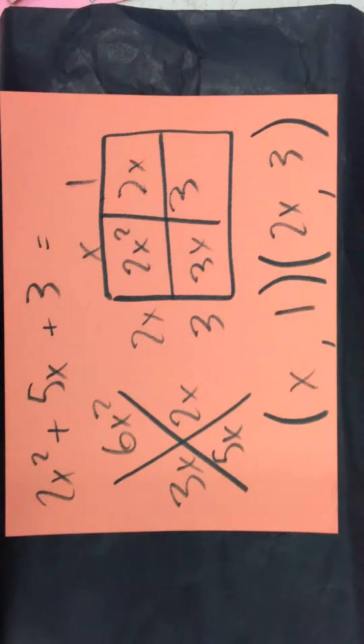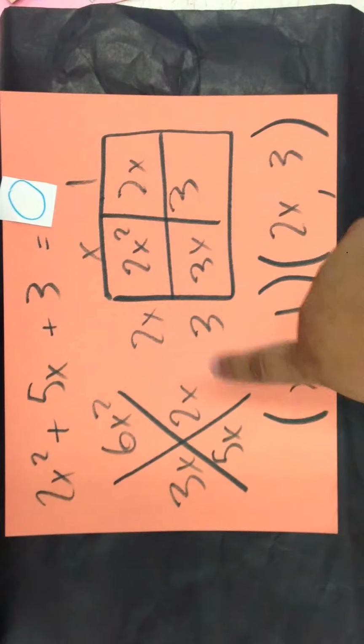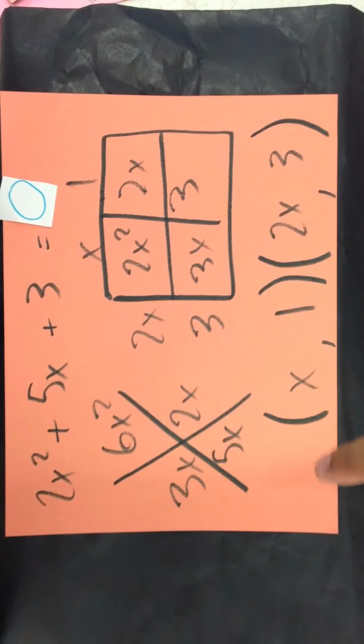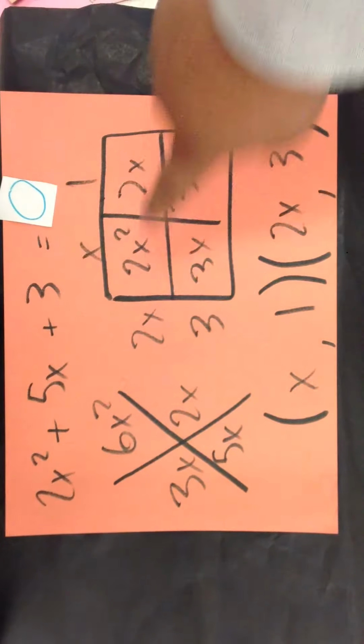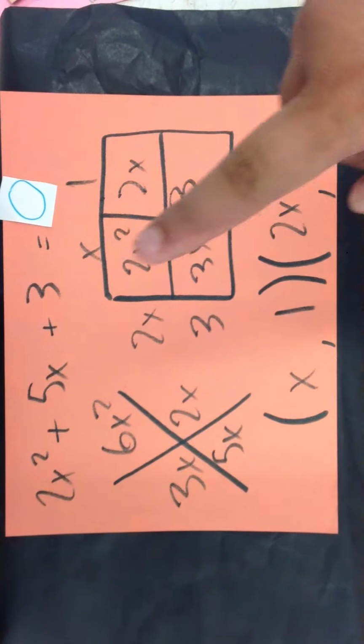The next example will be 2x squared plus 5x plus 3 equal to 0. First, you gotta multiply the a term and the c term, which would be 6x squared, and then you shift down the b term to the bottom of the x. You find two numbers that would add up to 5x and multiply to equal 6x squared. After that, you get the a term and move it down to the left of the area model, and the c term to the bottom right.